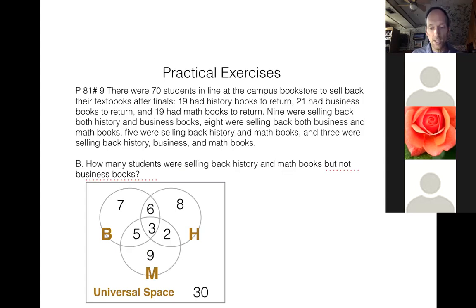I got a vote for 19. What does everyone else think? If you need a couple more minutes to think about it, just shout out, I need a couple more minutes. Otherwise, we'll start to discuss. I think it's 19 too.